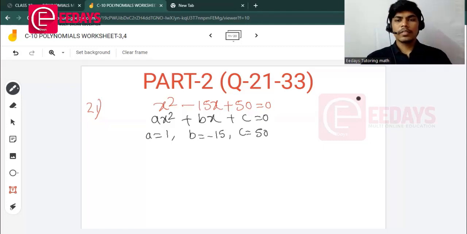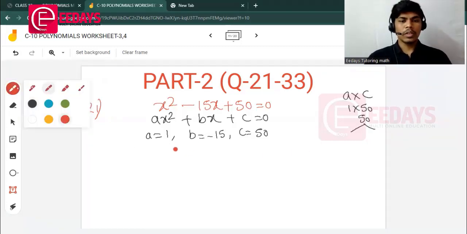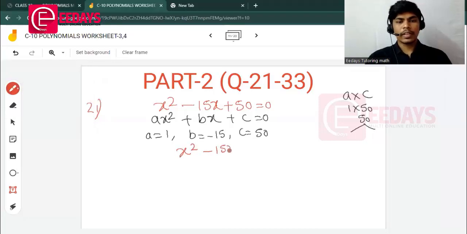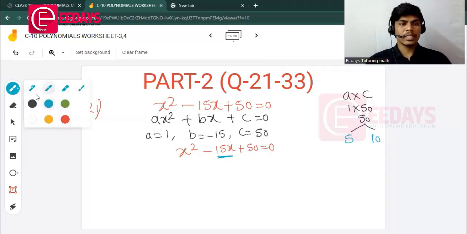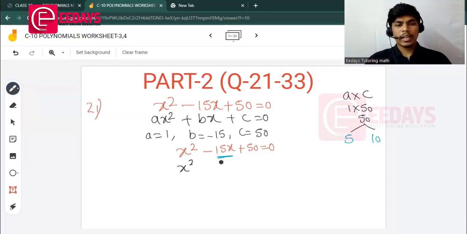First step, we multiply a into c. What is a into c here? 1 into 50, that is 50. We have to do the splitting of the middle term: what two numbers can we add to get 15? Let us take 5 times 10. 10 plus 5 is 15. Now it is matching.